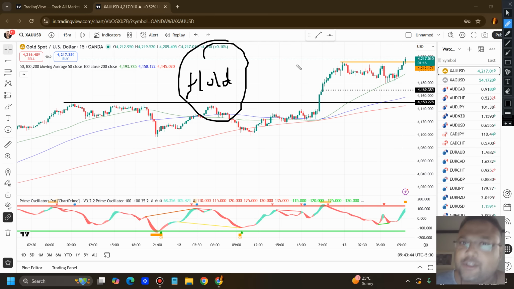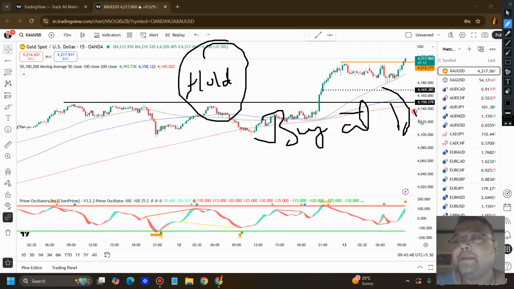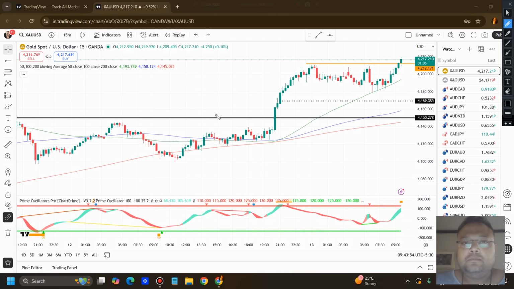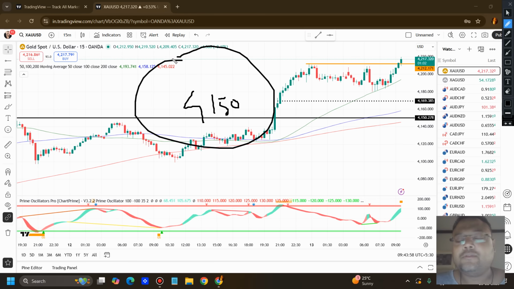And if you're looking for a fresh position in the market, then same strategy, buy at dip, means buy at retracement. So where is the best level to buy it then? Remember 4150 was strong resistance yesterday, so the same level will be working as a new support.